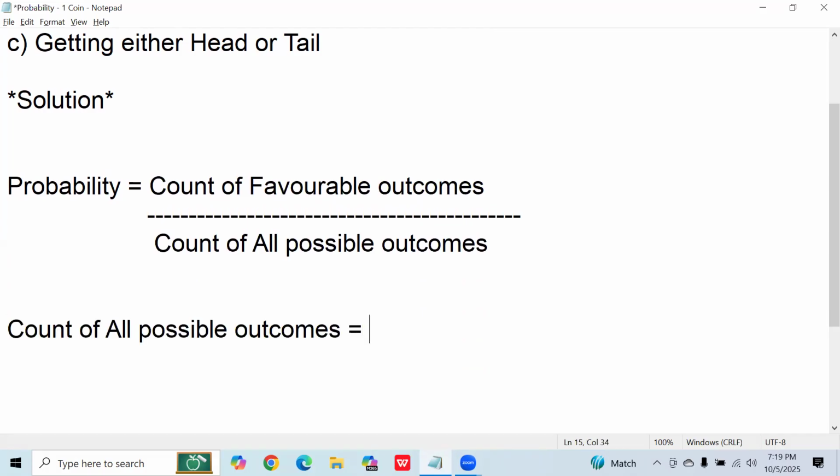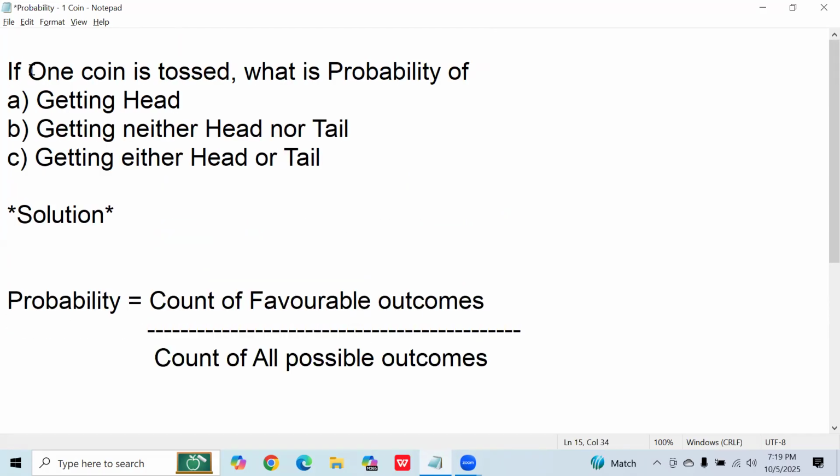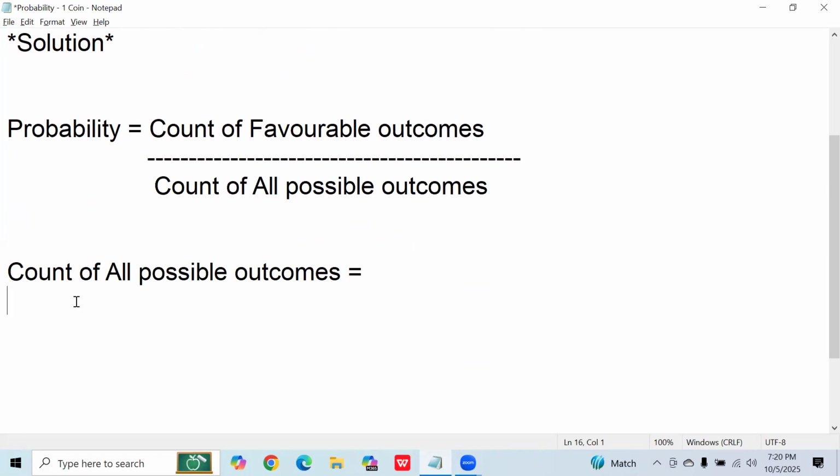So let's take one coin. If you toss a coin, what are the different possibilities? You will get head or you will get tail. We are just representing it as H and T, H for head, T for tail. So all possible outcomes: 1, 2. We have a total of 2 possible outcomes, so the count of all possible outcomes becomes 2.